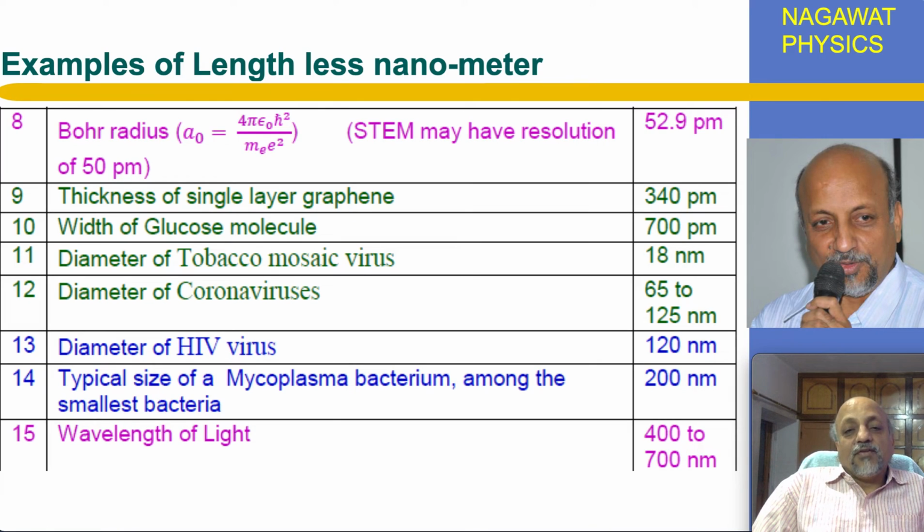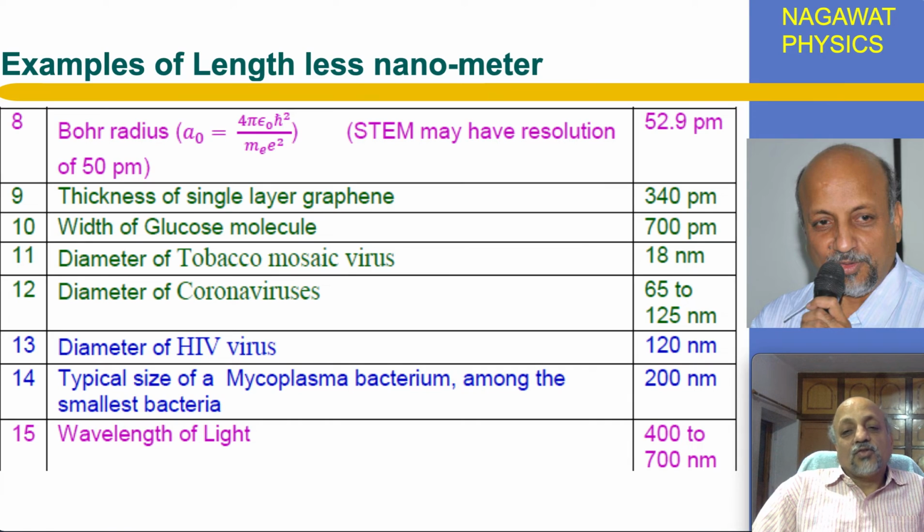The thickness of the graphene, the nanotechnology has advancement. This new material has been synthesized called graphene. A single layer graphene, the thickness is of the order of 340 picometer. Width of glucose molecule is 700 picometer. Diameter of tobacco mosaic virus is 18 nanometer. Diameter of coronavirus is in the range 65 to 125 nanometer, very small. Nanometer is very small, as you know. Diameter of HIV virus is of the same order. The bacteria are slightly bigger than the virus, and the diameter of a typical mycoplasma bacterium is 200 nanometer.